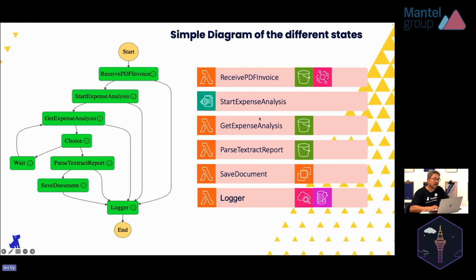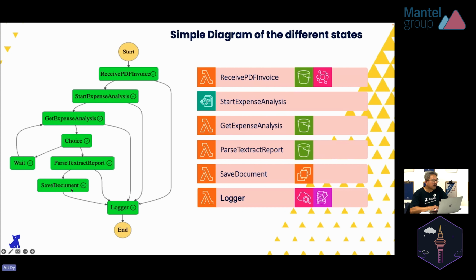The second step, once we've validated, is start expense analysis, which sends a request to the Amazon Textract service to do the analysis of the PDF. Then, as you can see here, it starts polling Amazon Textract to check whether the report is ready. There's a choice and then a wait. If the report is not ready, we wait for several seconds, then try again. If it's still not ready, we keep looping until it's ready. Then we go on to the next step, which is to parse the report from Amazon Textract.